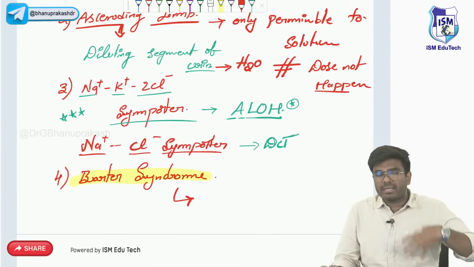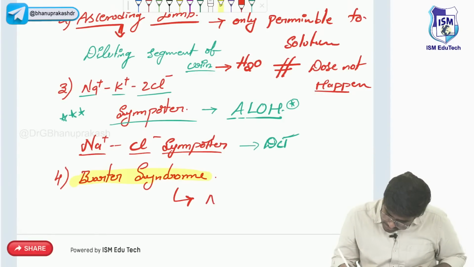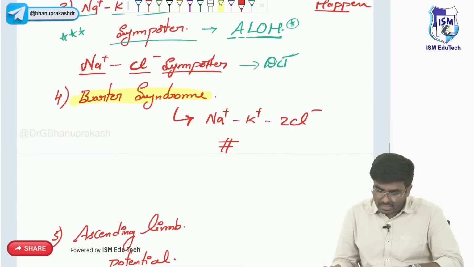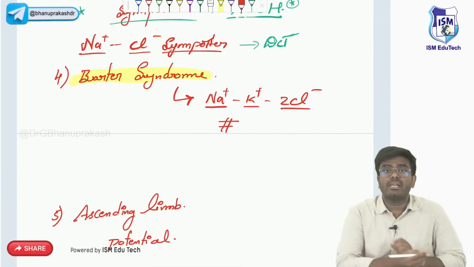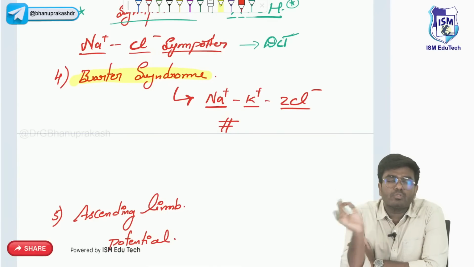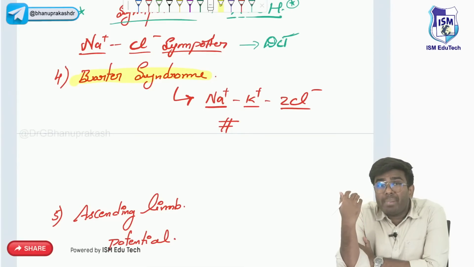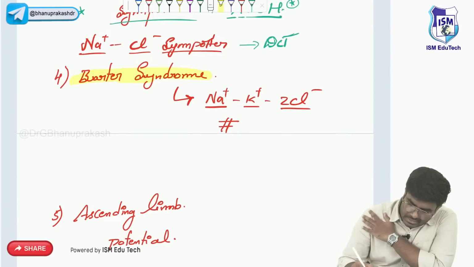See, if the child is having a mutation of sodium potassium 2 chloride importer by birth, and it is non-functional by birth itself, that causes a syndrome called Bartter syndrome. So the direct question in your exam will be: what is the transporter which is affected in Bartter syndrome? Sodium potassium 2 chloride importer. Or they can ask: mutation of Bartin protein or sodium potassium 2 chloride importer will cause Bartter syndrome.